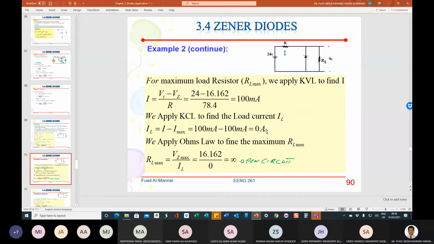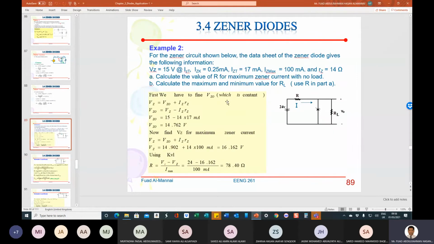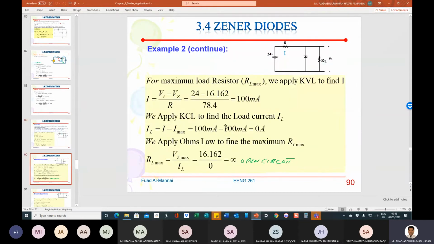Okay. Now we want to calculate the maximum and minimum value of RL. So for maximum load resistance RL, we apply KVL over here. We apply KVL to find I, which is over here. Okay, and that will give us 24 minus 16.16, which is this one here, divided by 78.4, and that will give you I is equal to 100 milliamp over here.